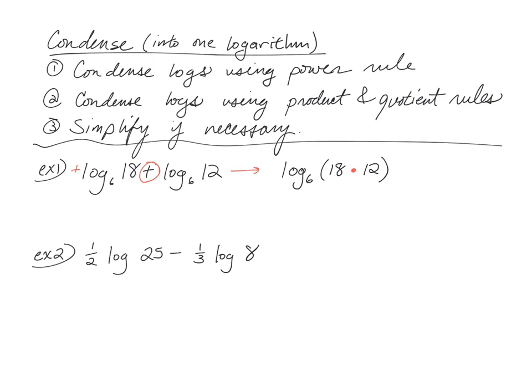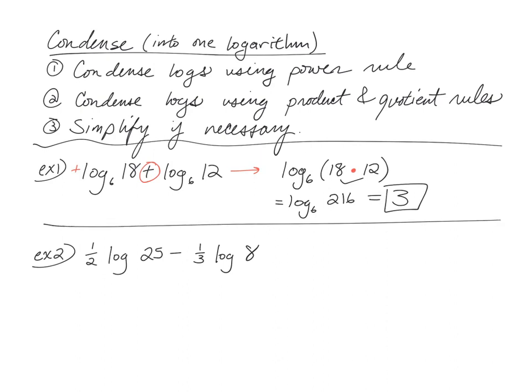So now we have to do a little bit of simplifying. Of course, you can multiply 18 times 12. You'll get log base 6 of 216 when you multiply these together. And finally, you have to ask, is log base 6 of 216 some nice number? What power of 6 will give you 216? That's 3. 6 to the third power will give you 216.